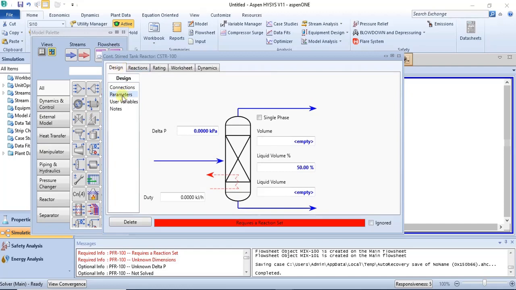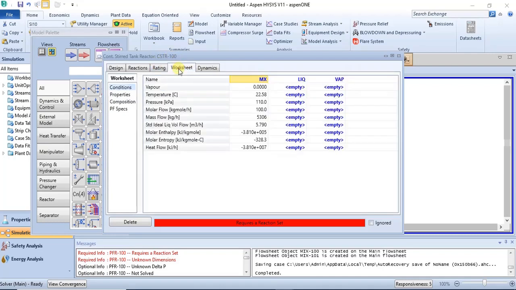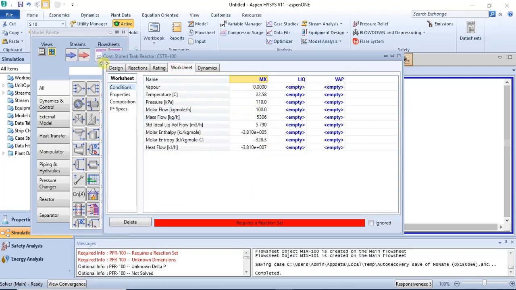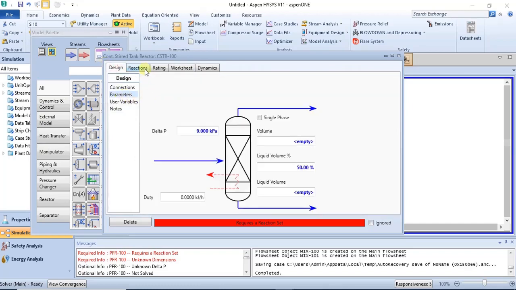Under design, you can find pressure drop in the parameter section. I will specify pressure drop as 9 kPa. The reason is that the pressure is 110 and the CSTR is supposed to operate at 101. 110 minus 101 is 9. So that is why I'm specifying 9 kPa as the pressure drop.